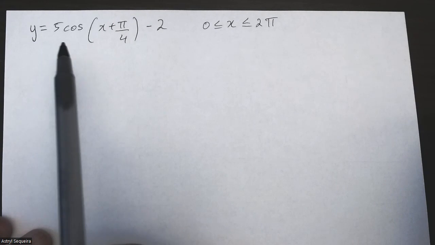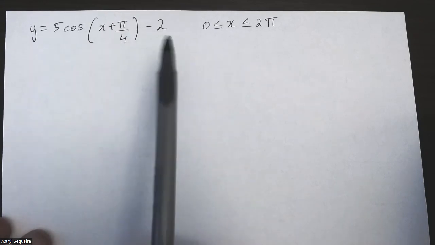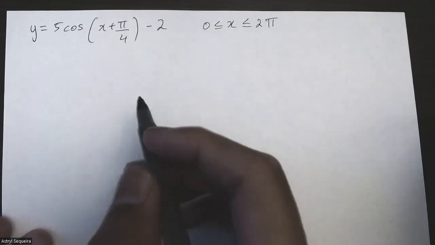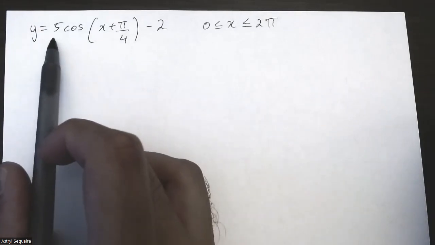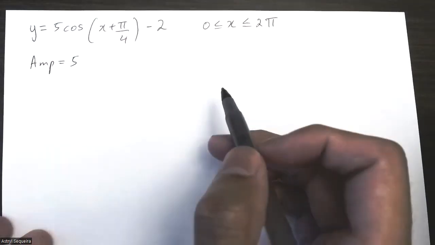All right, so in this video, I want to do a sketch of this cosine function over here with these transformations, and I want to do it between 0 and 2 pi. So the first thing is I'll note all the transformations down. So my amplitude is 5.